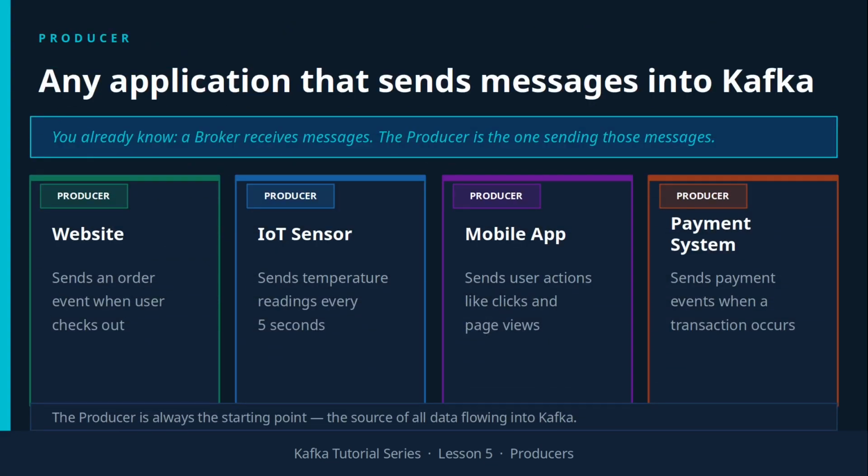A producer is any application that sends messages into Kafka. Your website sending an order event, that is a producer. An IoT sensor sending temperature readings, producer. A mobile app sending user actions, producer. Anything that generates data and needs to send it into Kafka is a producer. You already know a broker receives messages. The producer is always on the sending side, always the starting point.